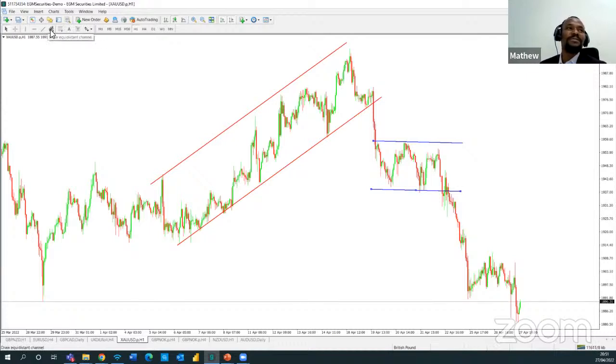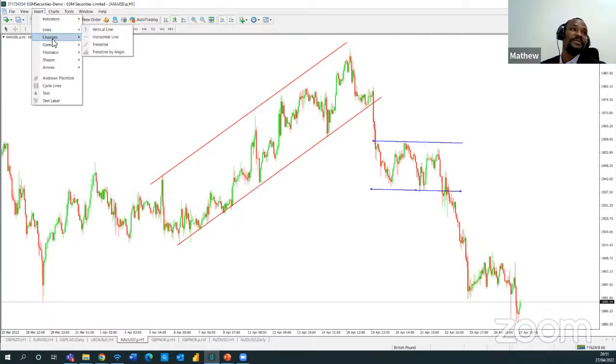If you're using MT4 or MT5, you find them here, equidistant channel. For the MT4, you find it there. So just select the channel, and you'll have it. Or if you go to the insert button, then go to shapes, channels. Lines or channels. Okay, you find the equidistant. You can find various types of channels, but in this case, we want to use the equidistant channels.